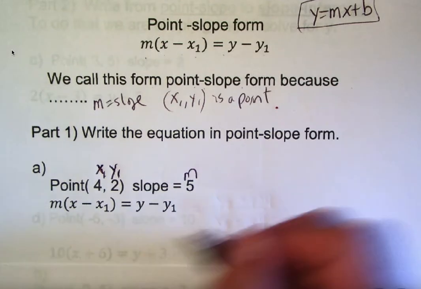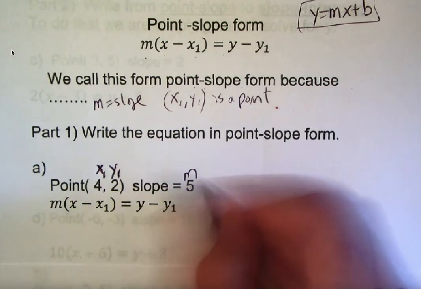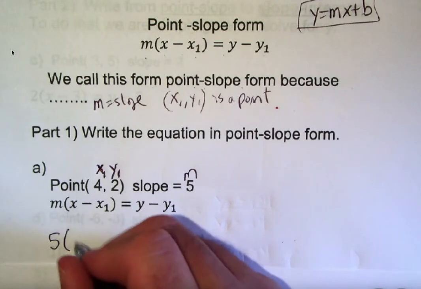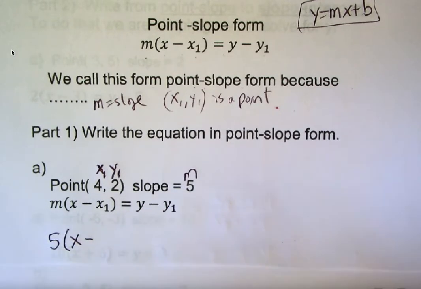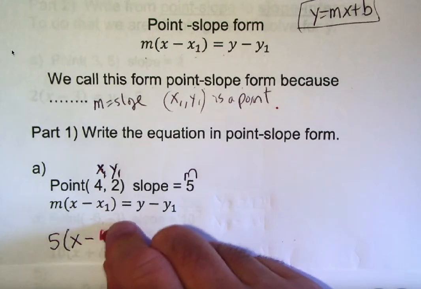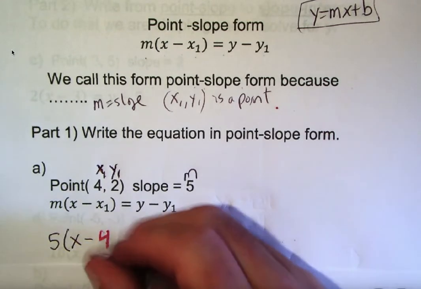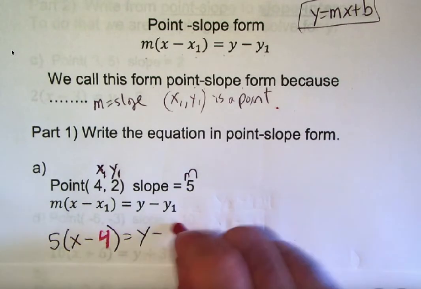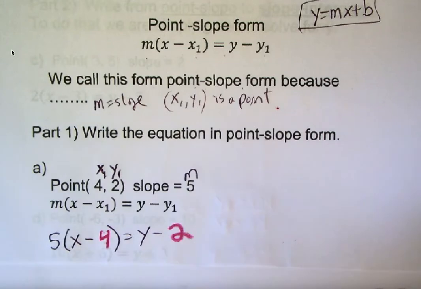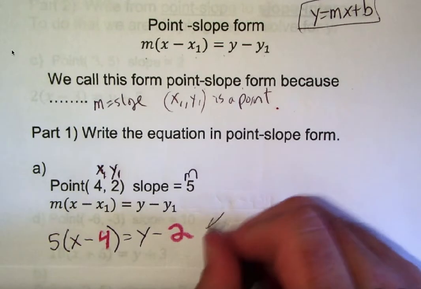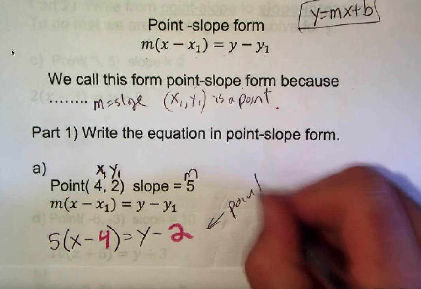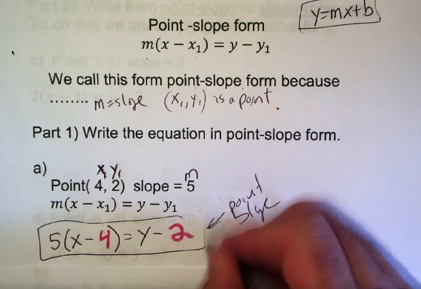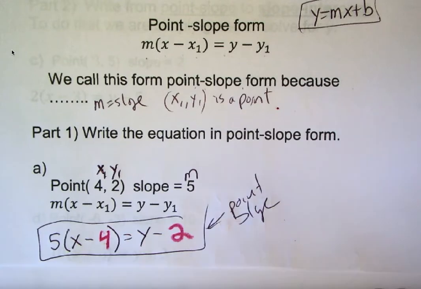Like, Mr. Moran, why'd you show us? Well, you might like to. I don't know. So 5 times x minus x1 equals y minus y1. Ba-dam! Point slope. Nailed it. Yep, and that's full credit. That's the equation for that line. It's just in point slope.